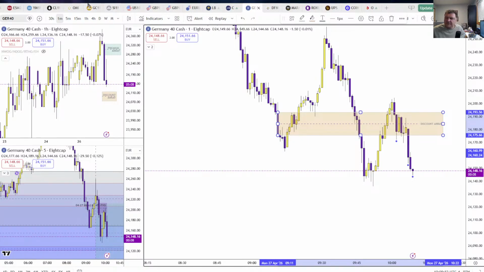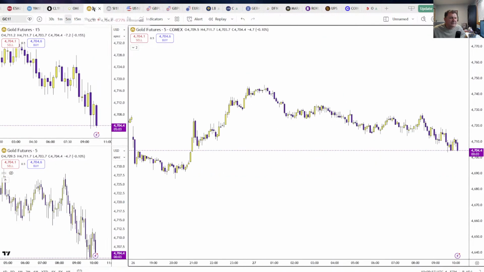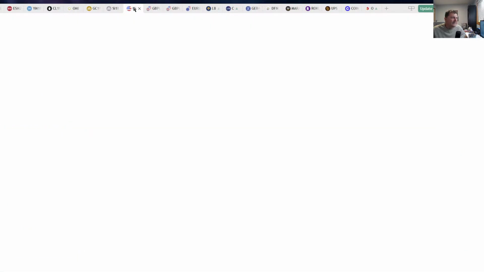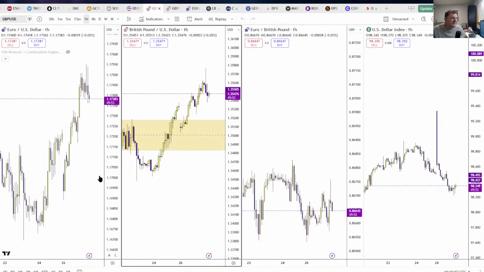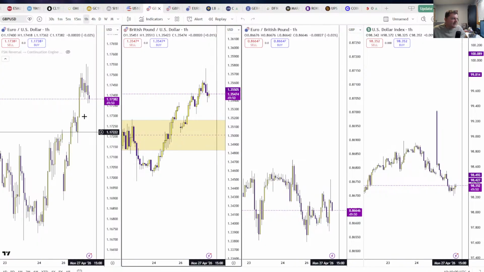What's gold up to? Oh, gold is chopping around. Look at that, just sawing away in there. Let's look at the Forex market for those of you who are doing Forex.